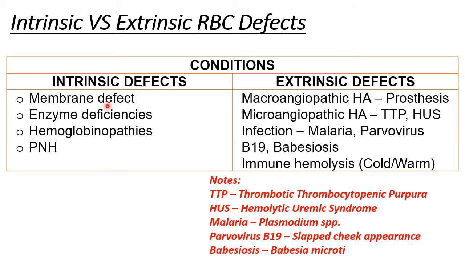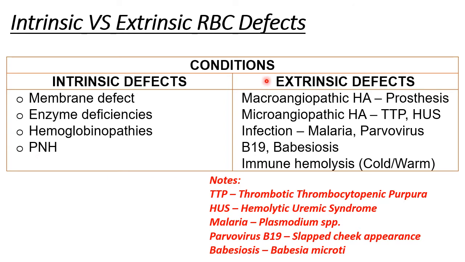Again, anong mga example dito? Spherocytosis, elliptocytosis, ovalocytosis. Enzyme deficiencies, pyruvate kinase, and G6PD deficiency. Hemoglobinopathies, yung example dyan, sickle cell anemia and thalassemia. And yung PNH stands for paroxysmal nocturnal hemoglobinuria.